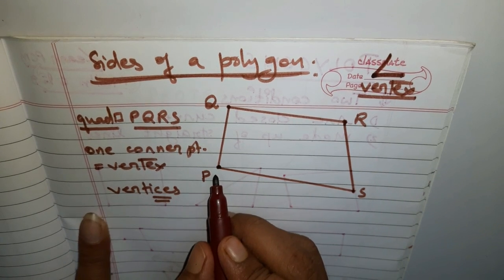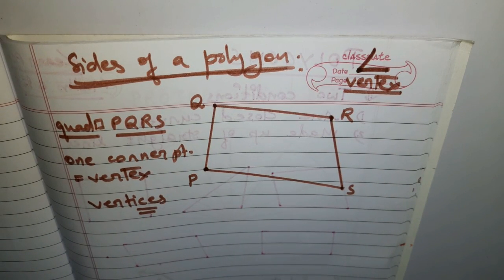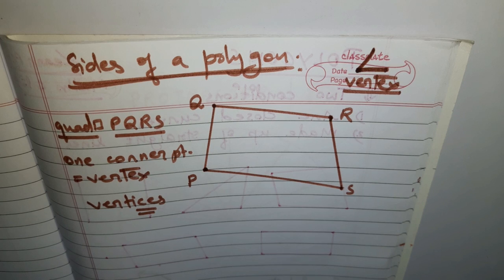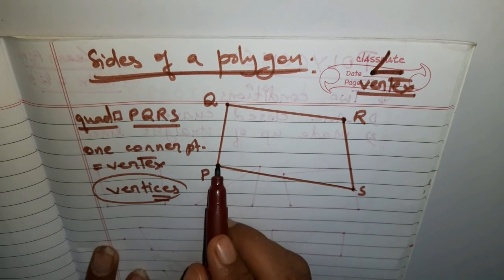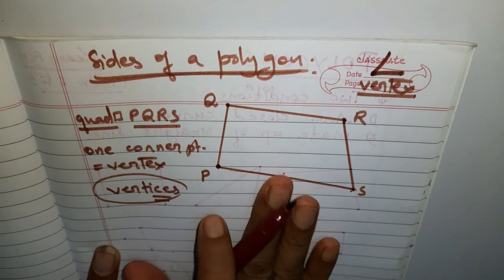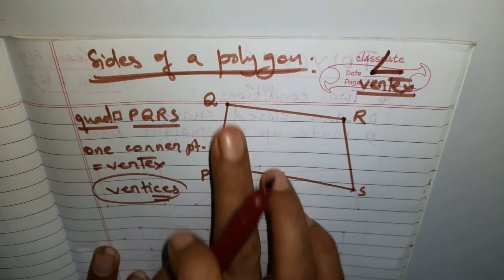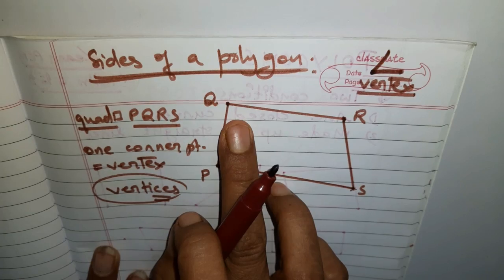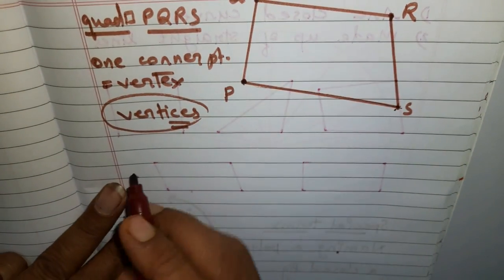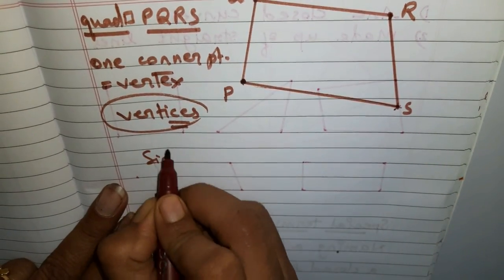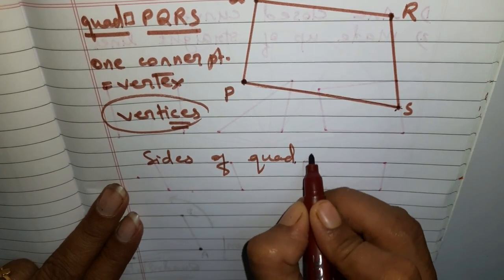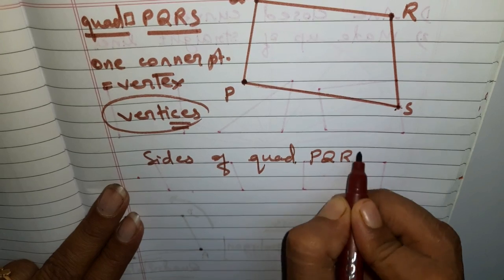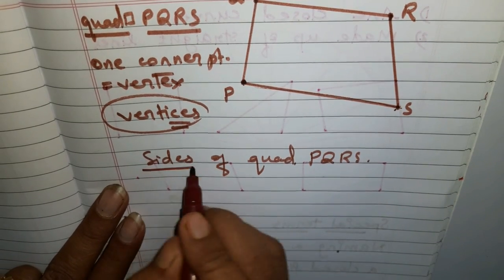Now what is the speciality of this vertex or vertices? They are going to define the sides. With the help of these vertices, we are going to define the sides or the arms of this quadrilateral. So let's talk about the arms or the sides of quadrilateral P, Q, R, S. Okay, let's talk about sides.